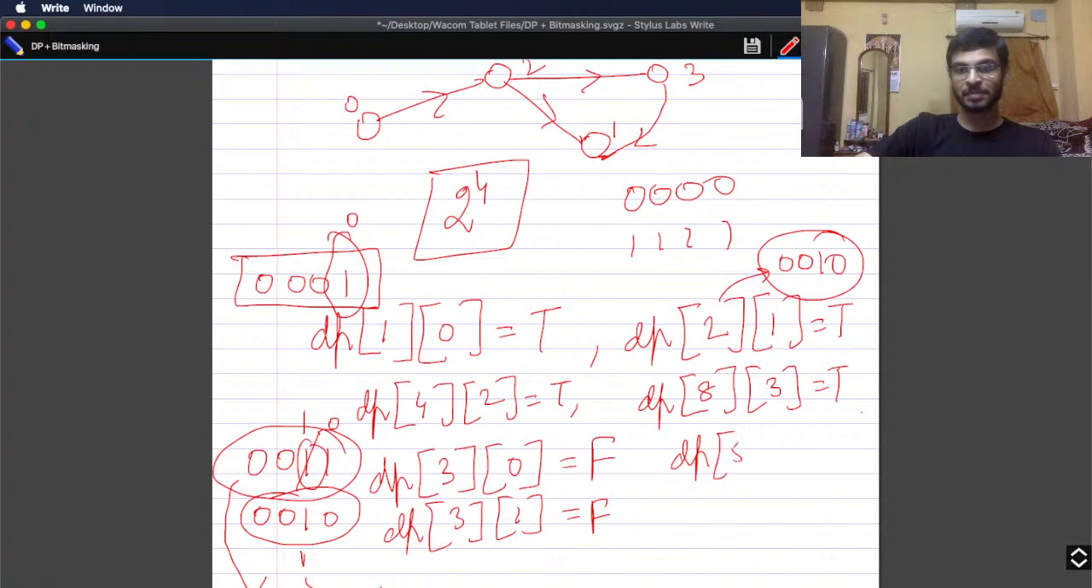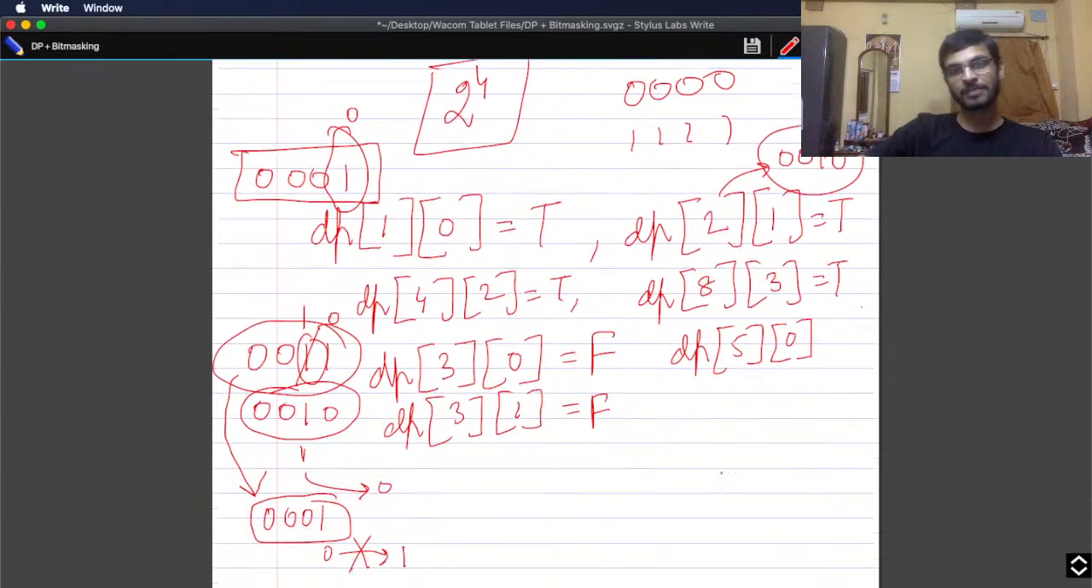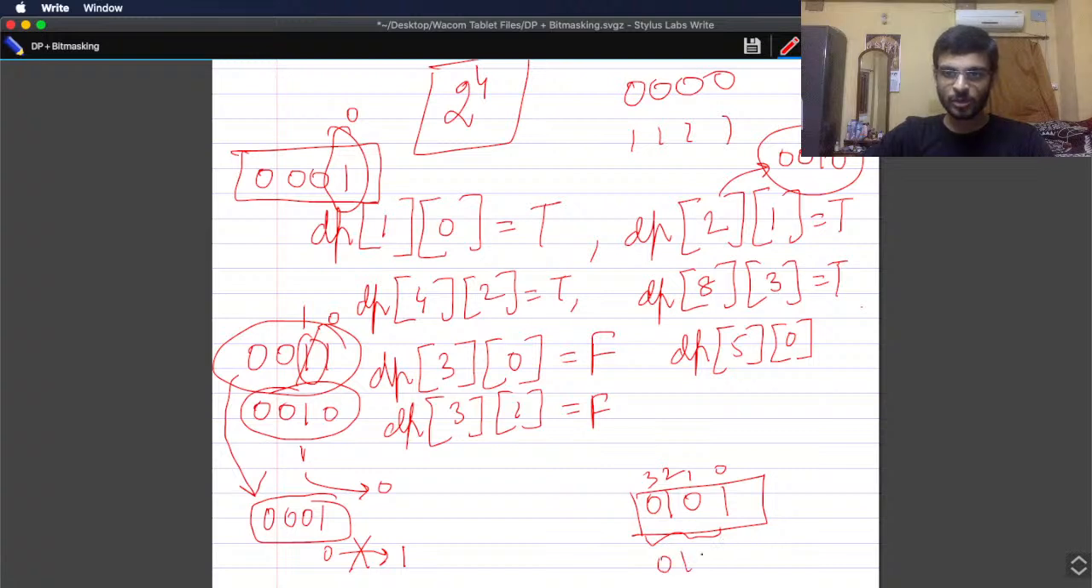dp5 अगर हम करेंगे, dp5 के लिए can there exist a path which ends at 0? 0 के लिए क्या ज़रूरी है? dp of 5 के अंदर क्या है? Something like this, 1 0 1. So यहाँ पे 0 1 2 और यहाँ पे 0 है 3. This is the bit mask. What can we say? कि अगर हम 0 को एंडिंग पॉइंट लेंगे, हम बाकी के मास्क के बारे में सोचेंगे. So it will give me 0 1 0 0.